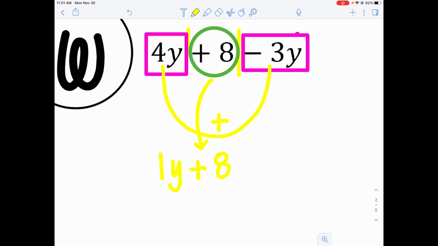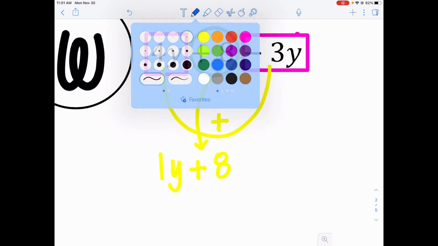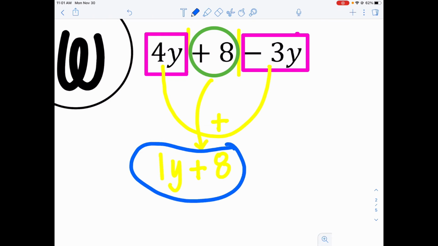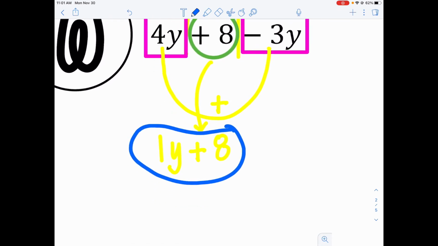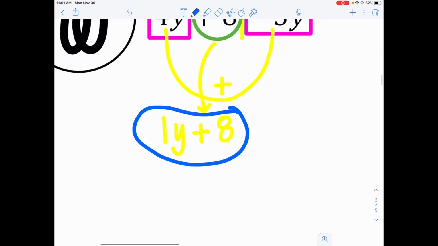1y and 8 are not like terms. They don't have the same variable, so they cannot be added together. So this expression is your answer. So when you combine 4y plus 8 minus 3y together, you'd combine the y's to get 1y, and there's nothing to combine with the plus 8, so you just write plus 8. So once you combine all of the terms that you can, it is 1y plus 8.